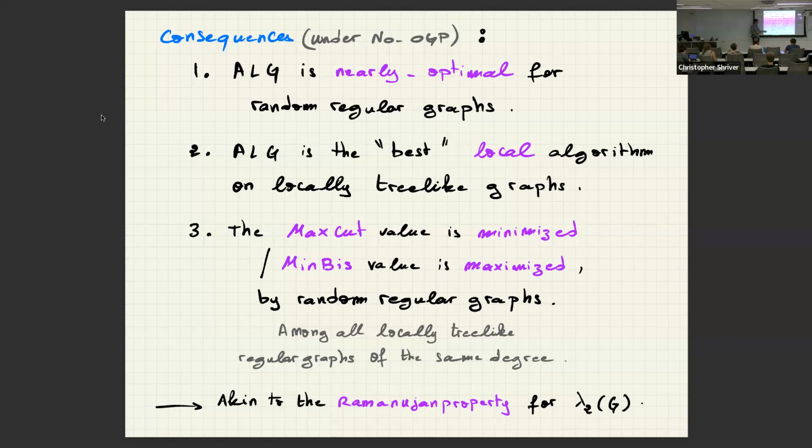So this is akin to the Ramanujan property for the second eigenvalue. We learned this morning that the Alon-Boppana bound tells us that the second eigenvalue of any sequence of graphs of diverging size has to be at least 2 square root d minus 1, and random regular graphs almost achieve that bound. So this is a combinatorial version of that result that doesn't concern the second eigenvalue. It concerns another characteristic of a graph, which is maximum cut, or minimum bisection as well. Make sense?